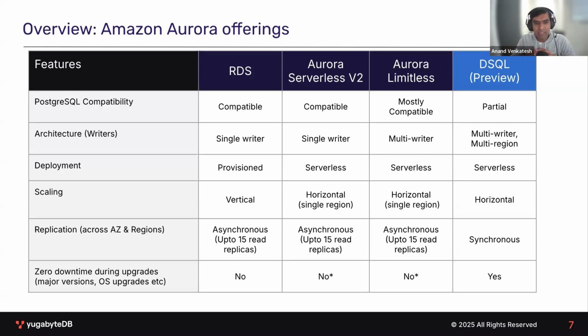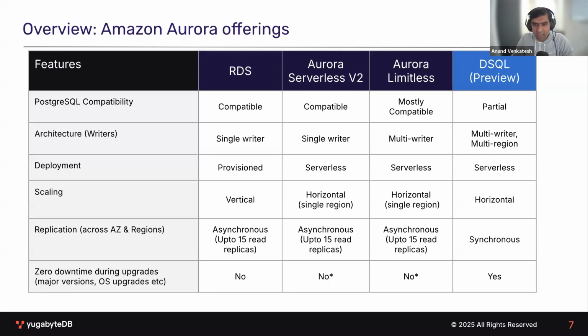When we go to architecture, RDS and Serverless are single writers, while Limitless and DSQL address the limitation with multi-writer support. A thing to note is DSQL supports multi-writer across regions. In deployment type, RDS supports a provisioned dedicated instance, while Serverless supports both provisioned as well as serverless, but for this session we're focusing on serverless. Aurora Limitless supports serverless, and DSQL is also serverless.